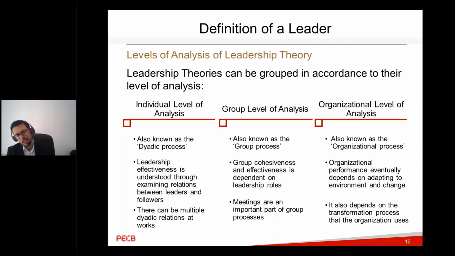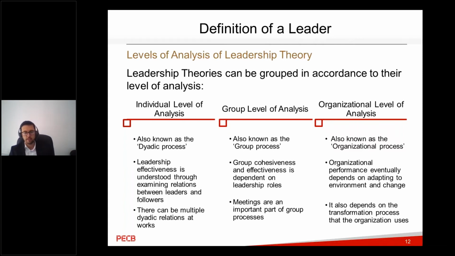So the concept of the organizational level of analysis is to focus on how leaders tend to lead the organization in general, how they tend to optimize performance, and how they can reach change as well. So the concept is to increase or maximize performance and also to help the organization to embrace change.